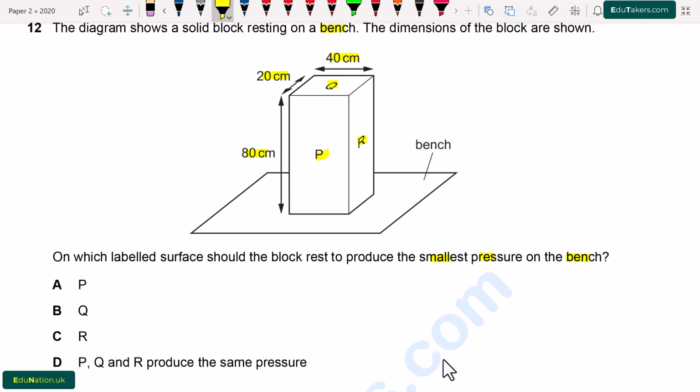We check the surface area here, that P contains the largest area, which means that at P there will be smaller pressure. It means that option A is correct. P has smaller pressure because pressure is inversely proportional to area, and P has larger area due to which it exerts smaller pressure.